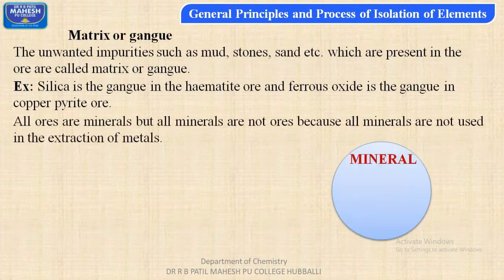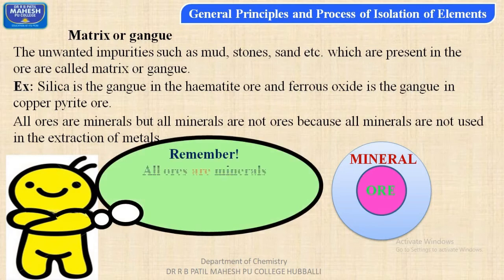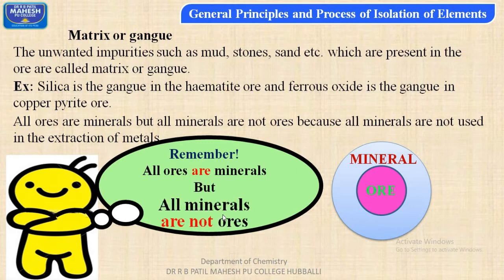So always you need to remember, student. So ore would be one kind of the mineral itself, but the mineral from which metals are being extracted, that particular mineral would be called as an ore. So you need to remember all ores are the minerals, whereas all minerals are not ores.